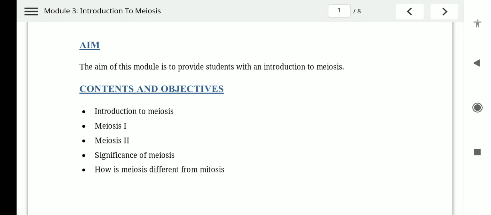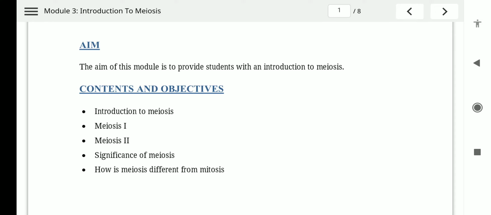Now, we are discussing meiosis cell division. The aim of this module is to provide you an introduction to meiosis cell division. Students, in this we are going to discuss the introduction of meiosis, meiosis 1, meiosis 2, significance of meiosis, and how meiosis differs from mitosis.